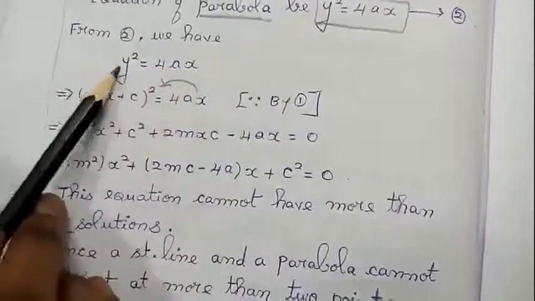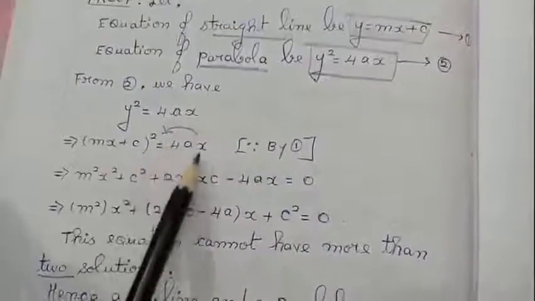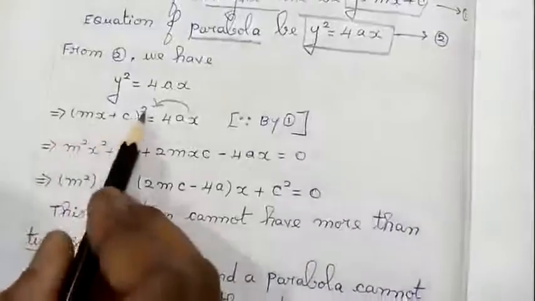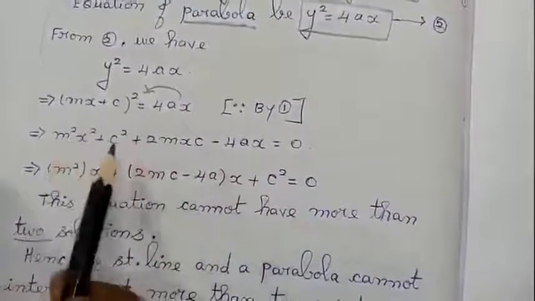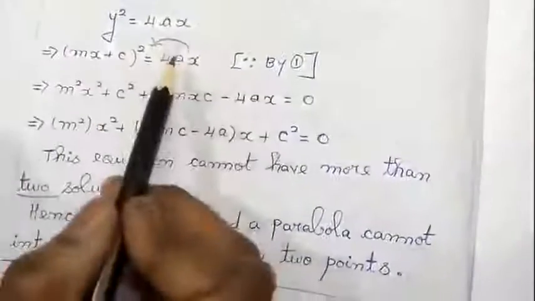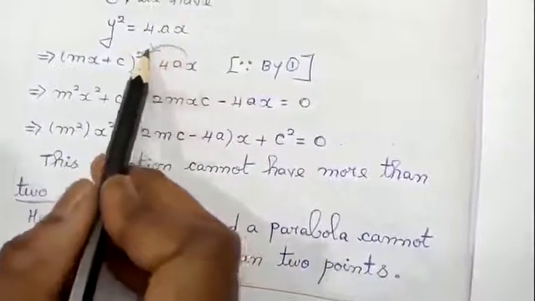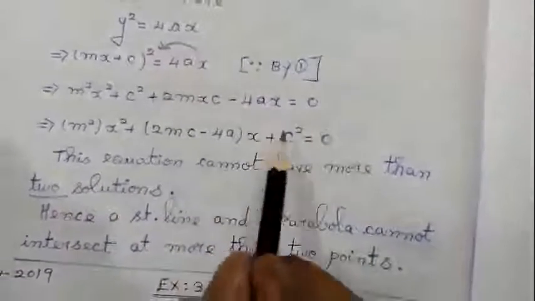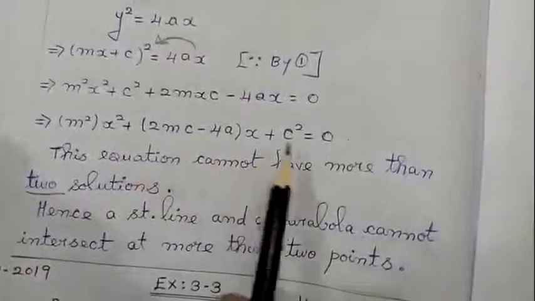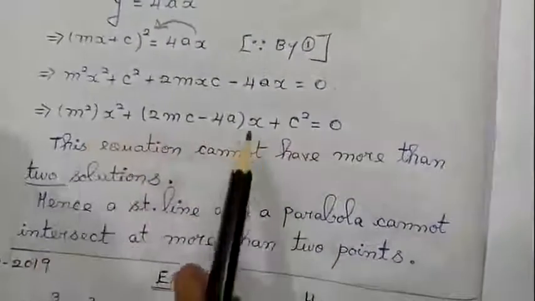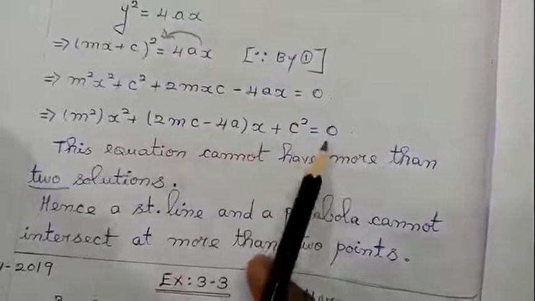In place of y, I'm going to replace the first one. That is, (mx plus c) whole square equal to 4ax, by equation 1. I'm going to use the a plus b whole square formula, that is a square plus b square plus 2ab method, algebraic calculation. Minus, I'm going to bring this plus 4ax to my left hand side, minus 4ax equal to 0. And I'm not going to simplify or find the final answer, students. I'm going to frame a quadratic equation, that is x square, x, constant equal to 0.